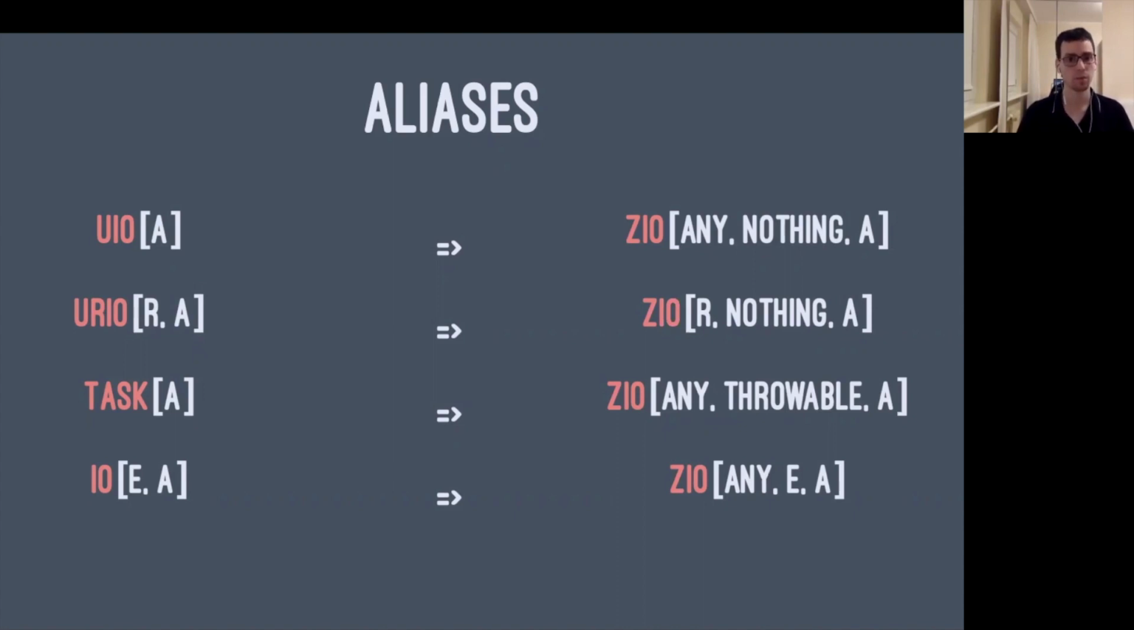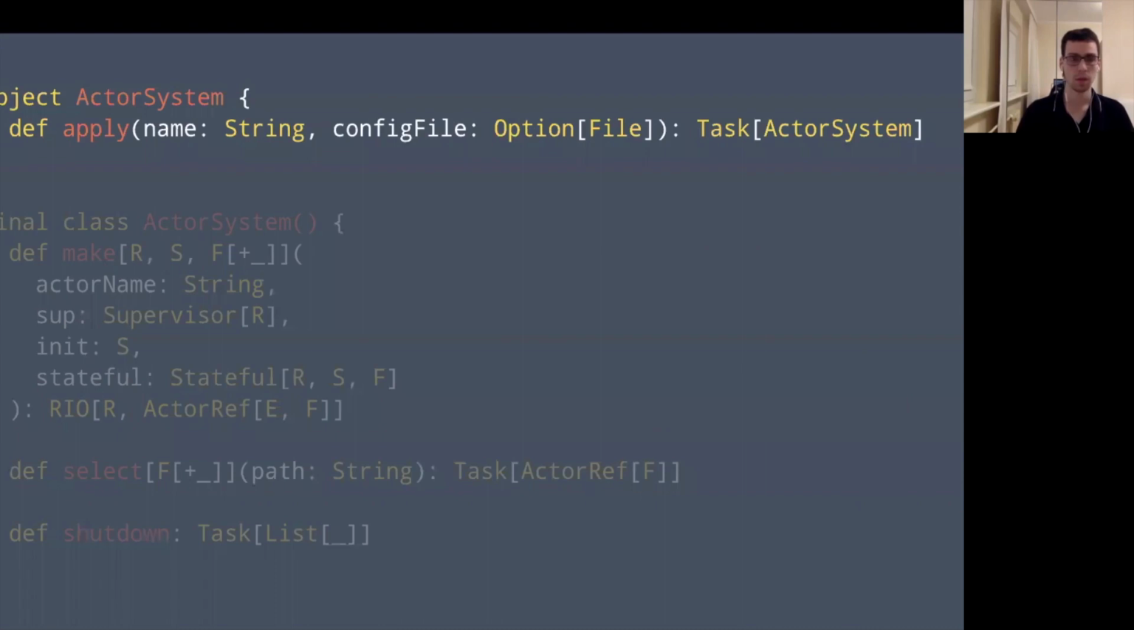Okay, so let's move to the ZIO-Actors. So first thing, what we've got is the constructor for the actor system, where we have to provide the name for this actor system and also an optional configuration file if we don't want to use the default application.conf from the resource directory. And as you can see, this produces an actor system wrapped in a Task, so wrapped in an effect.